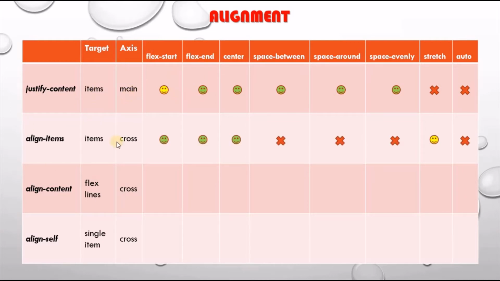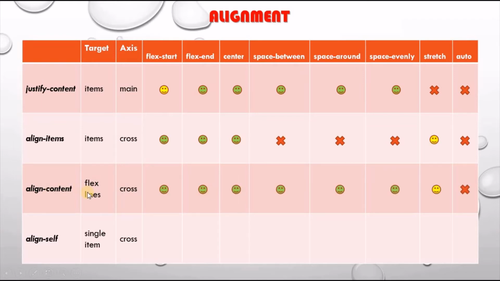Align items aligns items, but in the cross axis, right? So here flex start will be the same as cross start. Flex end will be saying cross end. Center will be saying cross center. And the default here is stretch, right?